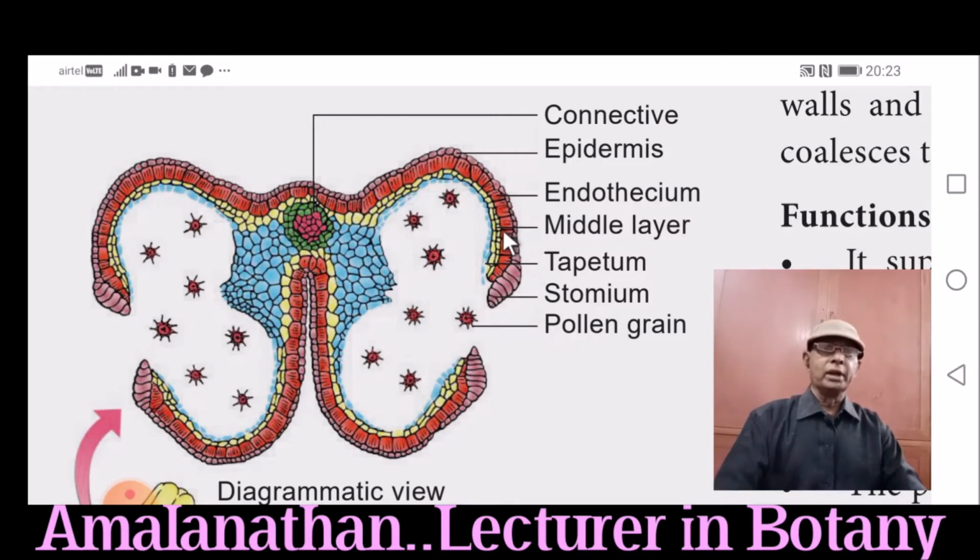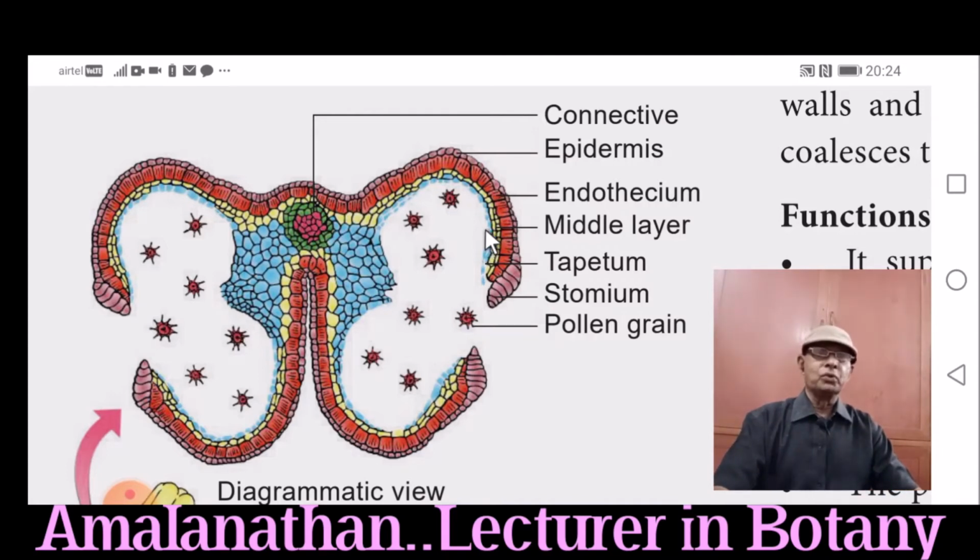Next layer, middle layer. Next to the epidermis, endothecium is present. Next to the endothecium, middle layers are present. Middle layers consist of 2 or 3 layers of cells next to the endothecium. Generally, the middle layers are ephemeral. Ephemerals are temporary. They are having short life, so they are ephemerals. They will be disintegrated at maturity.